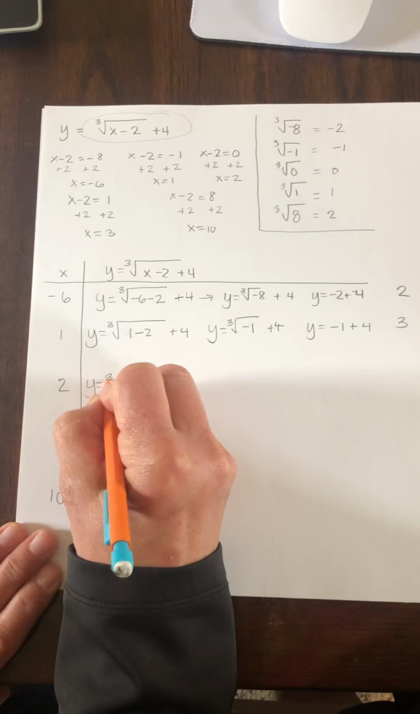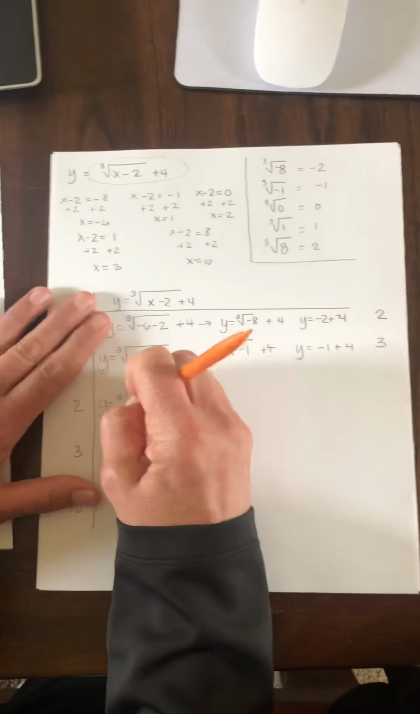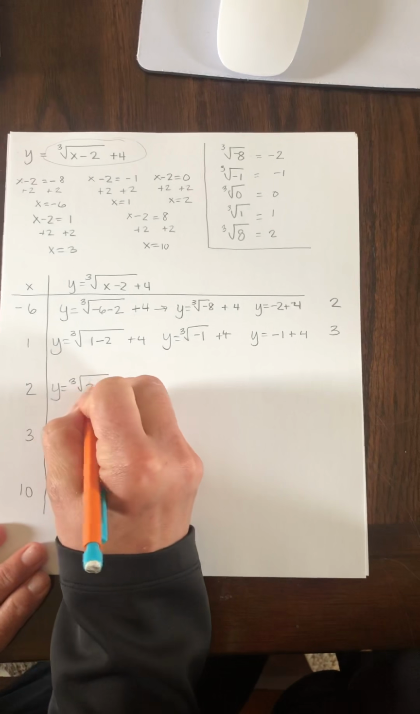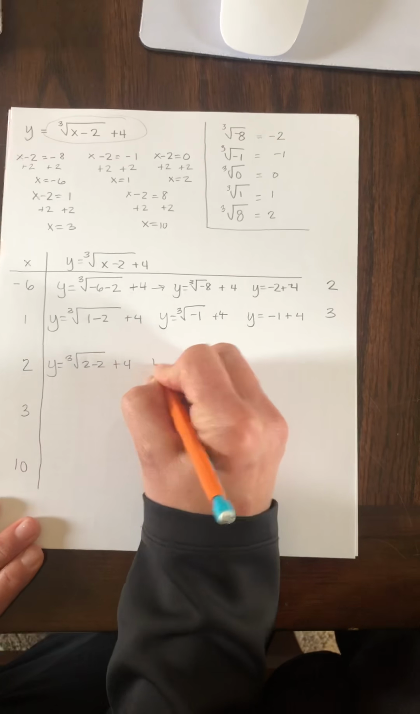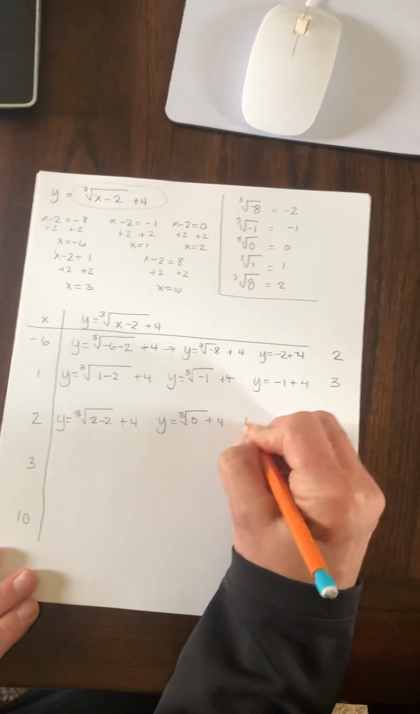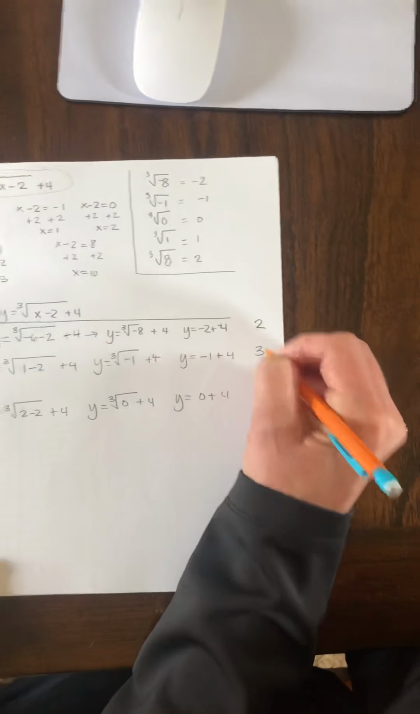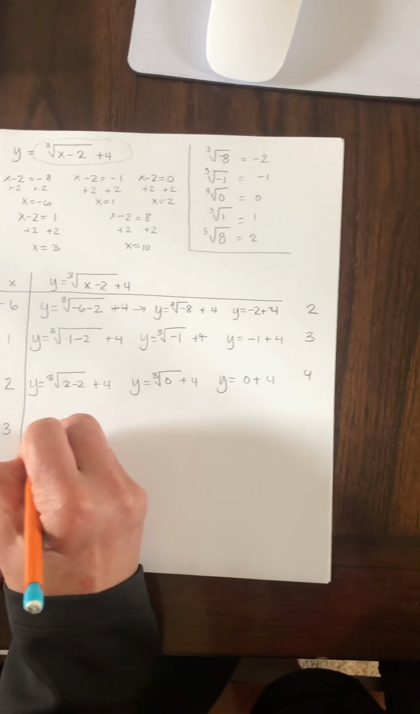So then we do the next one. We do 0. Put in 2. 2 minus 2 plus 4. That gives us our goal number in here of 0 plus 4. The cube root of 0, 0 plus 4. So see, we're going 2, 3, 4. You should be seeing that pattern.